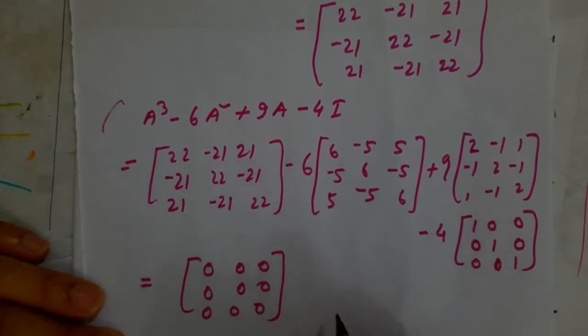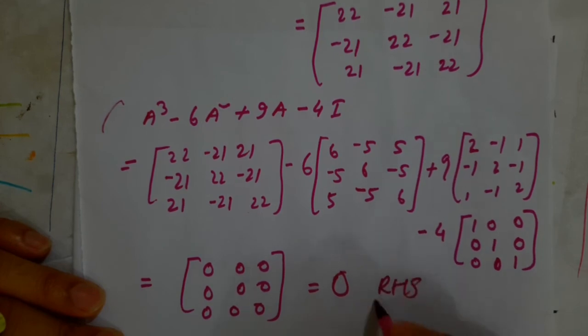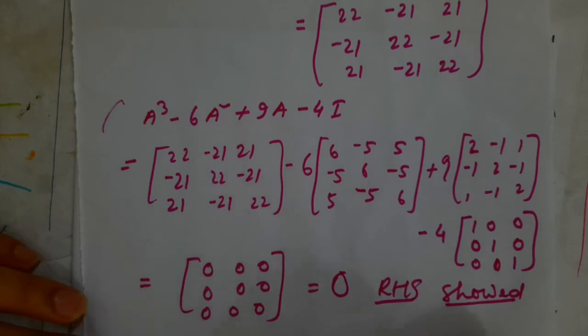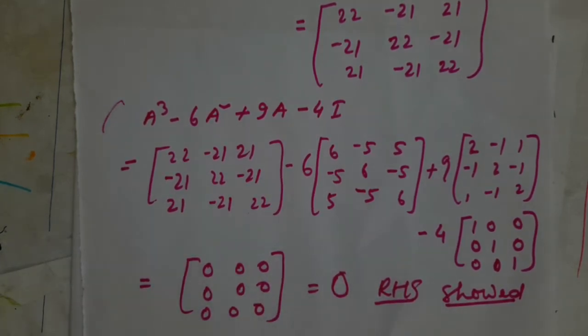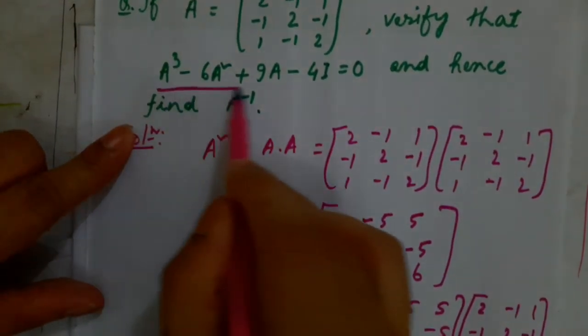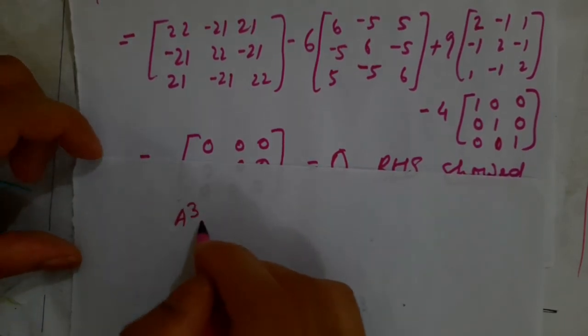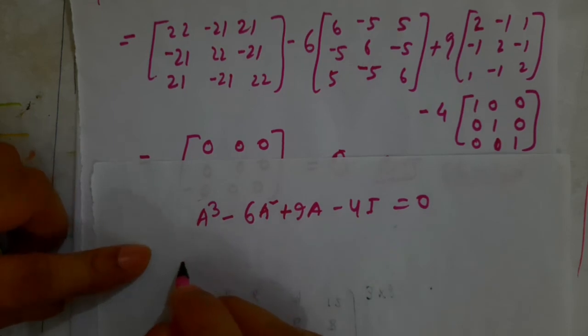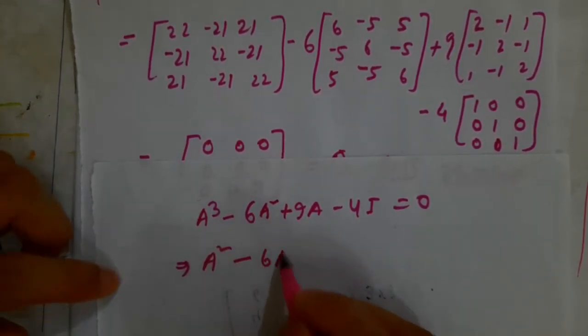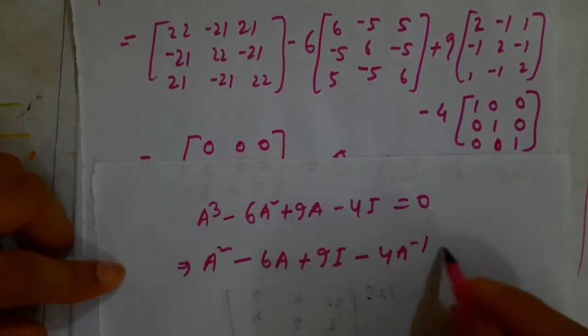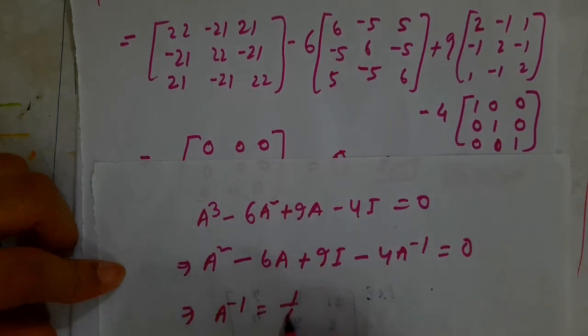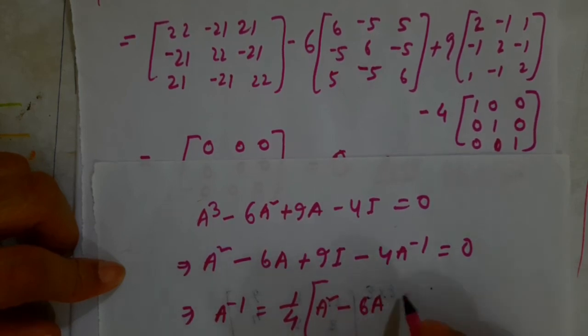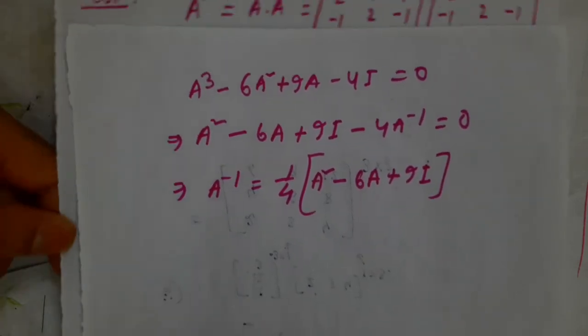Simplification के लिए आप खुद कर लीजिए, left hand side equal to right hand side. Now what we have to find is, using this we have to find A inverse. What was that? A cube minus 6A square plus 9A minus 4I equal to 0. Multiplying both sides with A inverse, we will get A square minus 6A plus 9I minus 4A inverse equal to 0. As A inverse equal to 1 by 4 (A square minus 6A plus 9I). Now we have to calculate this value.